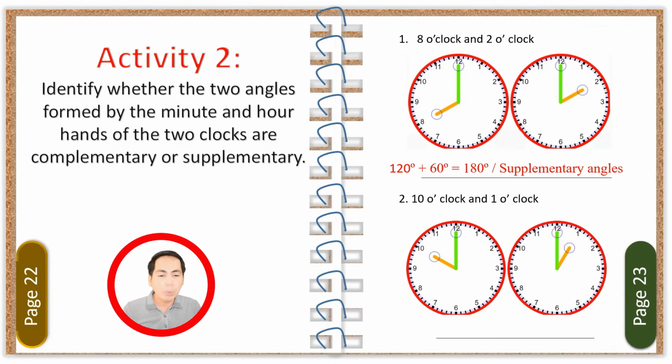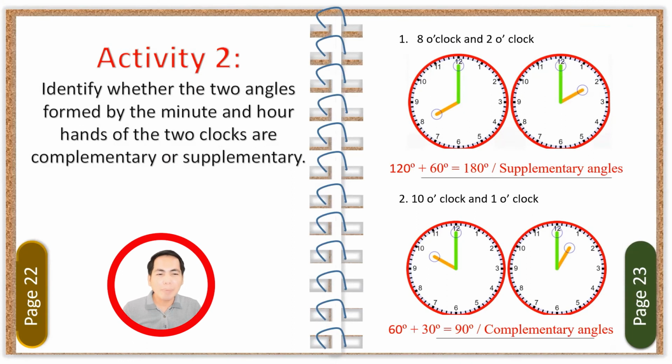How about number 2? 10 o'clock, we have 60 degrees while 1 o'clock is 30 degrees. So 60 plus 30 degrees, that will be 90 degrees and they form complementary angles. So I hope that you got all answers checked for our activity number 2.